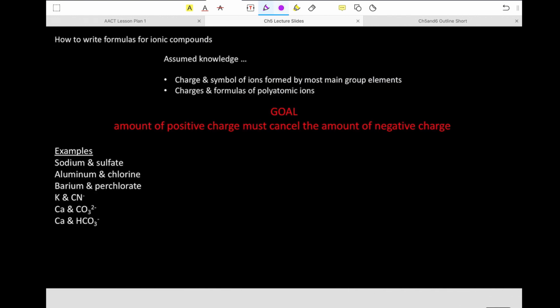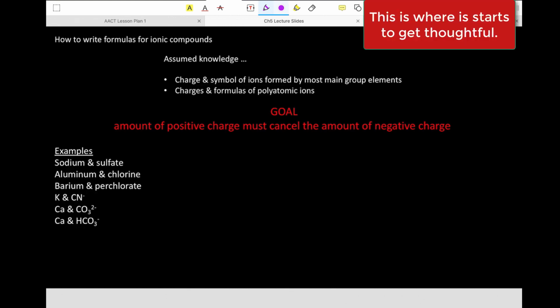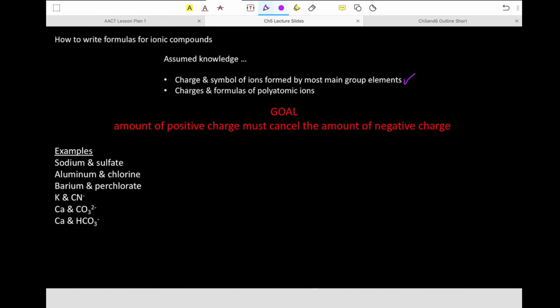All right. How to write formulas for ionic compounds. This is section 5.6, things that are assumed knowledge. That you know the common charges, right? And you know your polyatomic ions. Obviously, you don't know them just yet, but that's something you need to work on memorizing, and kind of like with the element names and symbols, you have to know them as well as you know your first name.